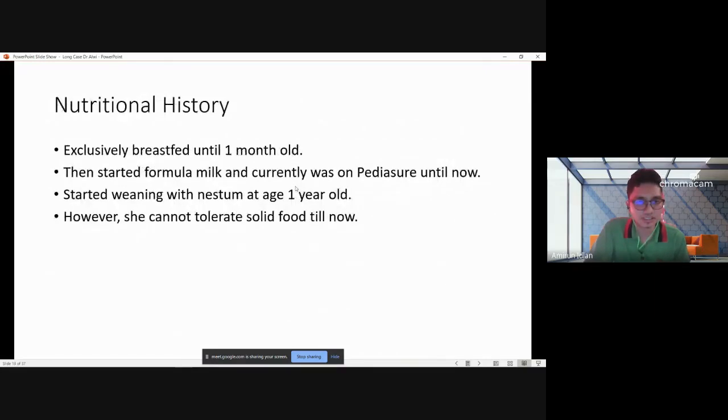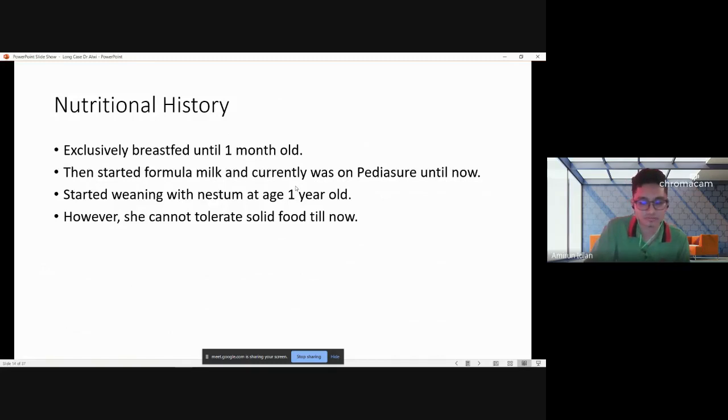For nutritional history, she was exclusively breastfed until 1 month old. Then she started with formula milk and currently is on Pediasure until now. She started weaning with Nestum at age 1 year old. However, it was discontinued because she cannot tolerate solid food till now.